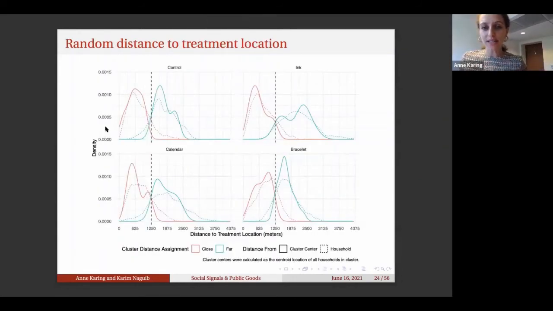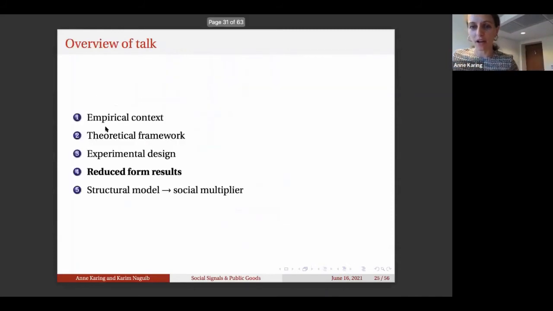Here, I'm just showing you lastly how the distance assignment was done by the incentive treatment. The red distribution shows how communities were assigned to a close distance and the blue one to far. Generally, communities assigned to close had to walk between 0 and 1.25 kilometers, and communities assigned to a far distance had to walk between 1.25 and 2.5 kilometers. On average, the difference in walking was 1 kilometer, between 0.8 kilometers and on average 1.8 kilometers that people had to walk when they were far located.